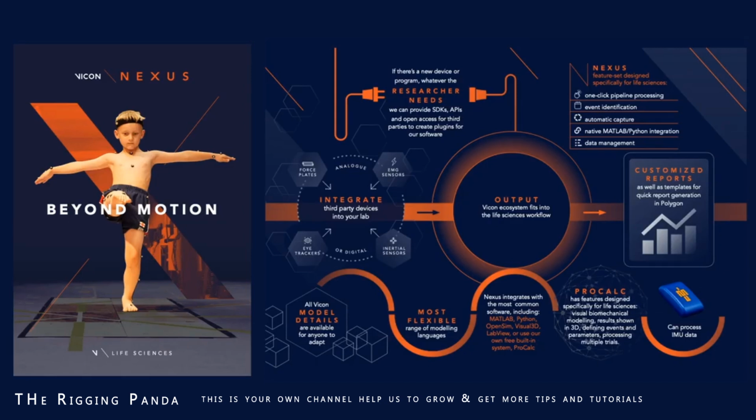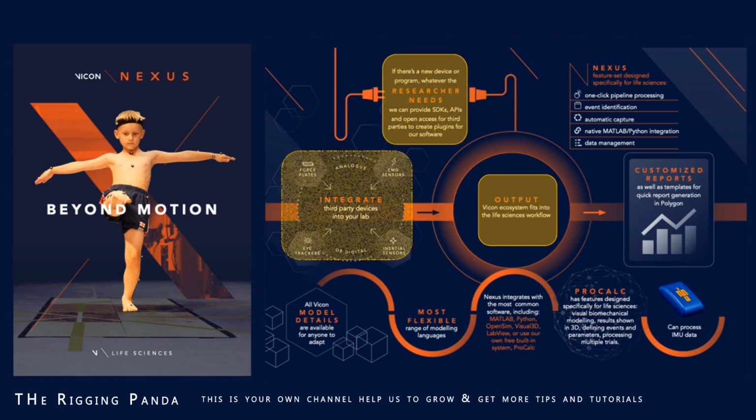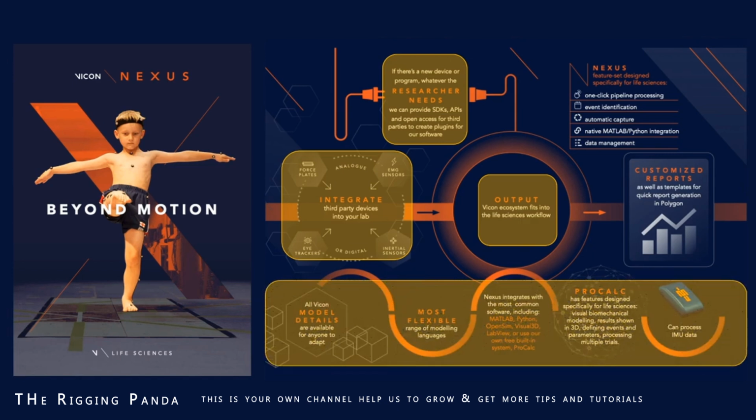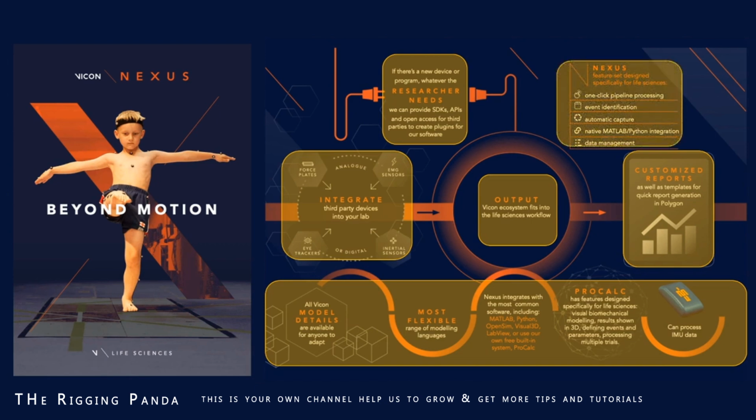The Nexus software platform has been designed with the following topics in mind: the output, the researcher, the integration options, be it digital or analog, the modeling options, which we will be looking at in the next section, customizable reporting options, either via Polygon, as we have seen in earlier presentations in this series, or via quick reporting within Nexus. And finally, a simple, quick processing option using industry-leading algorithms.